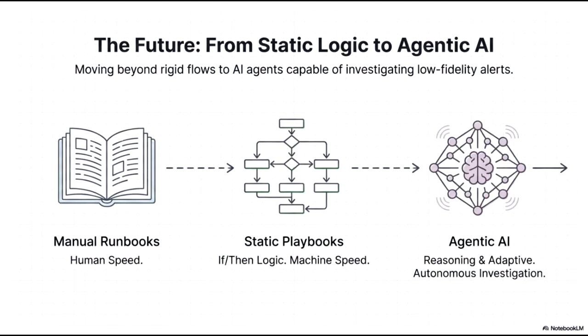The next frontier is agentic AI. These systems are reasoning-based and adaptive, moving beyond simple automation to autonomous investigation. By leveraging advanced reasoning, agentic AI can interpret complex environments and adapt its strategy in real time, effectively bridging the gap between automated speed and intelligent decision-making.